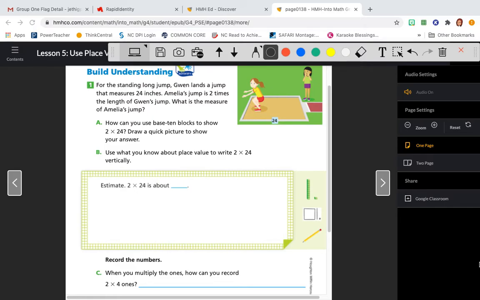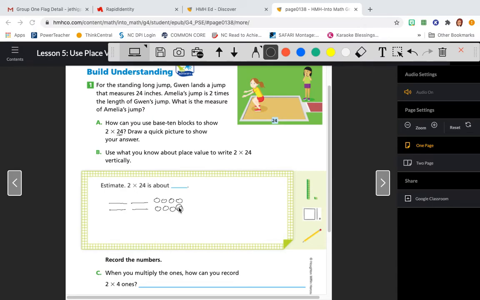So let's do A first. So we're going to draw a quick picture. So we need to draw a quick picture of 24. So we have 2 tens and 4 ones. And we're going to do that 2 times. 2 tens and 4 ones. So there's our quick picture.